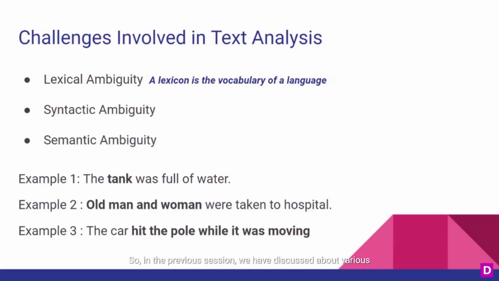So in the previous session, we discussed various ambiguities, or the challenges which we face dealing with textual data. Coming to the challenges, I have categorized them into three different ambiguities: lexical ambiguity, syntactic ambiguity, and semantic ambiguity. So first, let's understand what lexical ambiguity is.